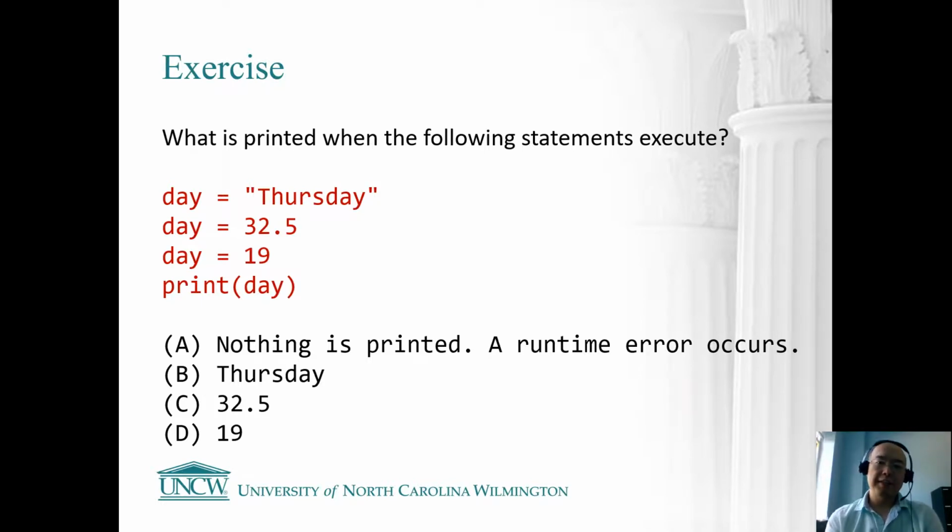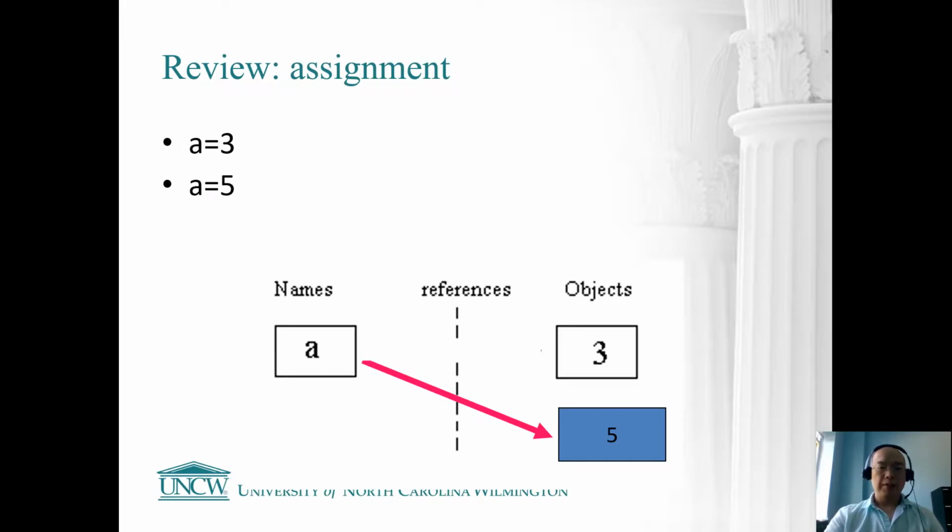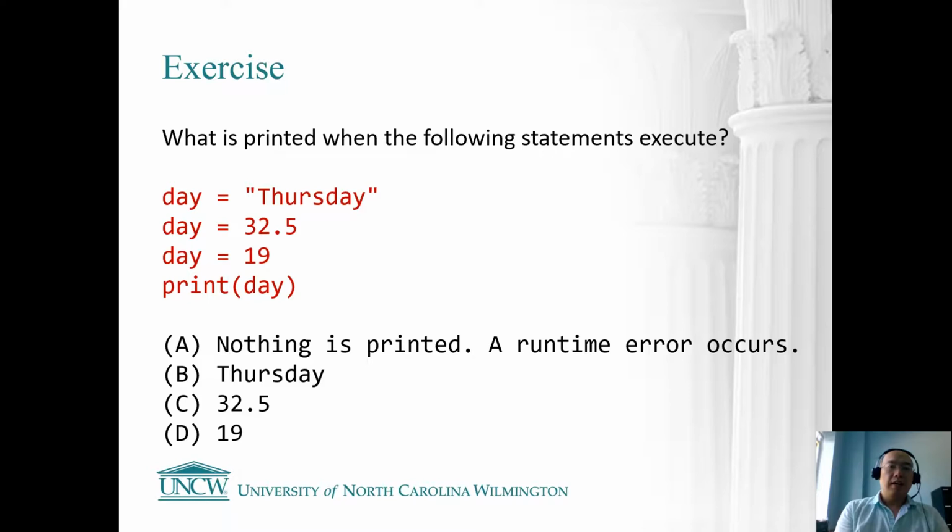If you say the answer is D, 19, then you are correct. And the reason is, remember, we are using the same variable name day, and we are just updating the value. So eventually we will go through this kind of process. We started the day to be Thursday, and then we do an update, and the second value of the day will be 32.5, and then we update that again. So eventually the variable name day refers to an object, and that object will be 19. So when we print day, Python will grab the variable name day and follow the reference, and Python will find the value 19. So eventually 19 will be printed.